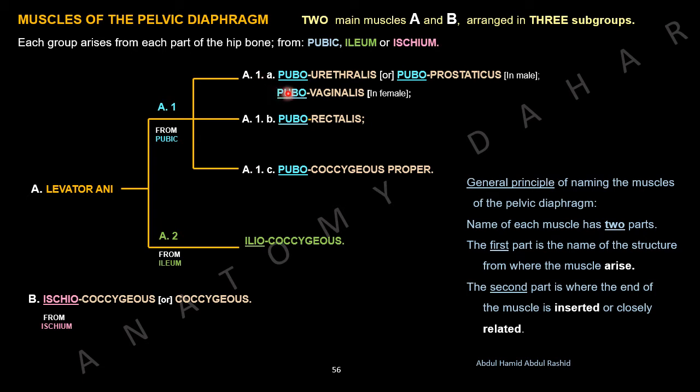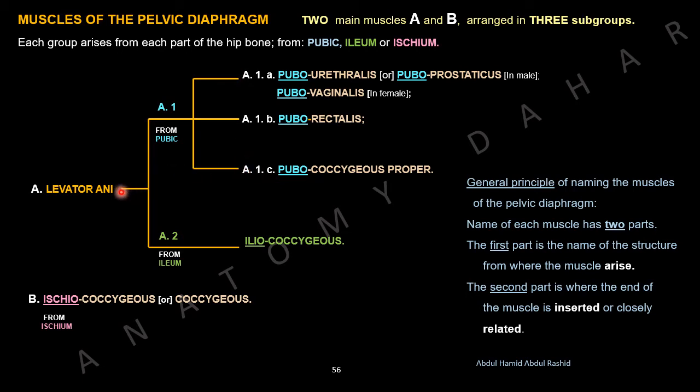A1A is the pubourethralis or puboprostaticus in the male, which comes from the back of the pubic part to the urethra or to the prostate in the male. In the female, the pubovaginalis comes from the back of the pubic part to the vagina. Another muscle is A1B, the puborectalis, which comes from the back of the pubic part to the rectum. The third one is the pubococcygeus proper, coming from the pubic part to the coccyx. They all come from the back of the pubic part of the hip bone.